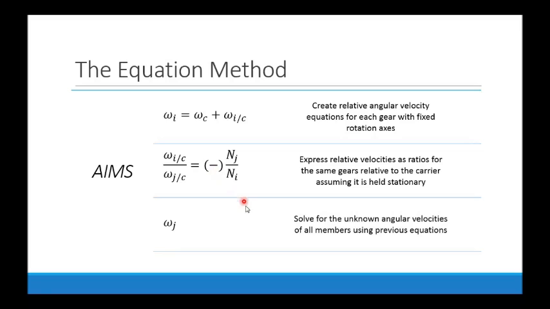Lastly, to finish off the solution, we use the necessary expressions to then solve for the unknown velocity.